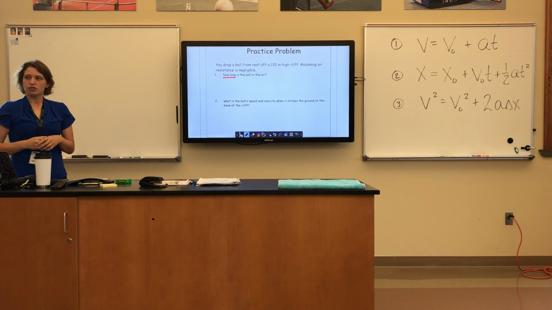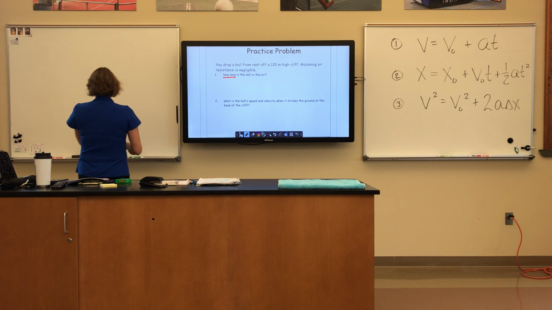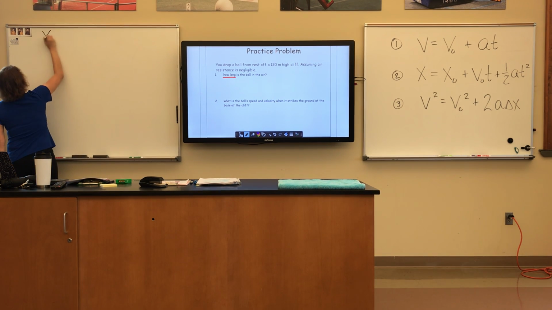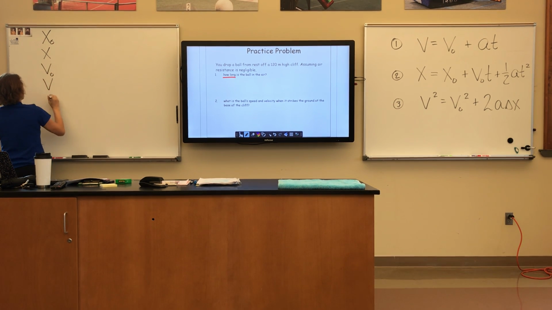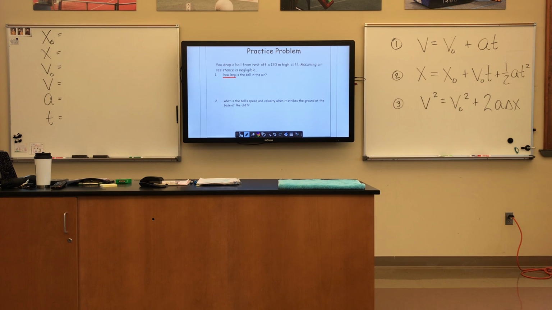Any strategies for starting a kinematics problem? You can list out the variables that you have already. All right. I've got initial position, final position, initial velocity, final velocity, acceleration, and time. These are my 6 generalized variables. I also probably want to draw a picture. Sometimes drawing a picture helps us organize what's going on.